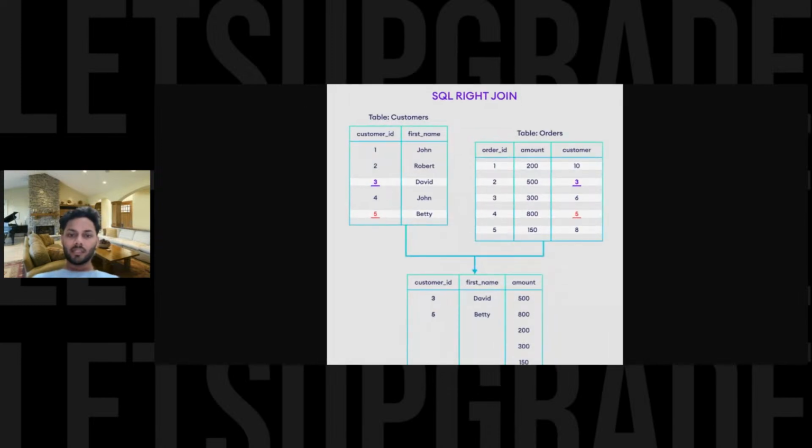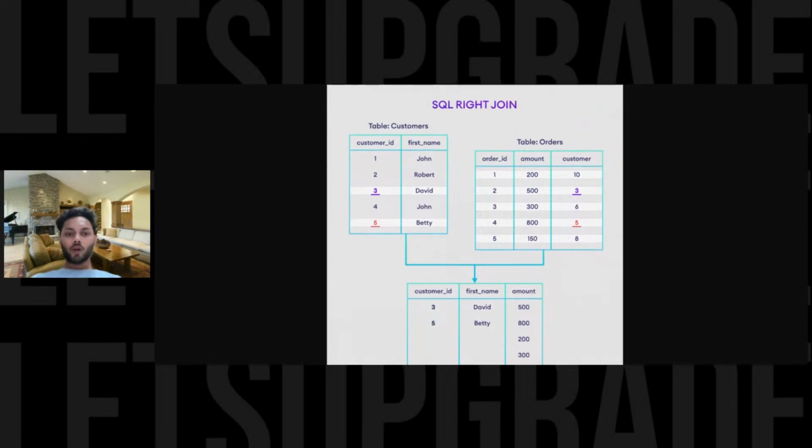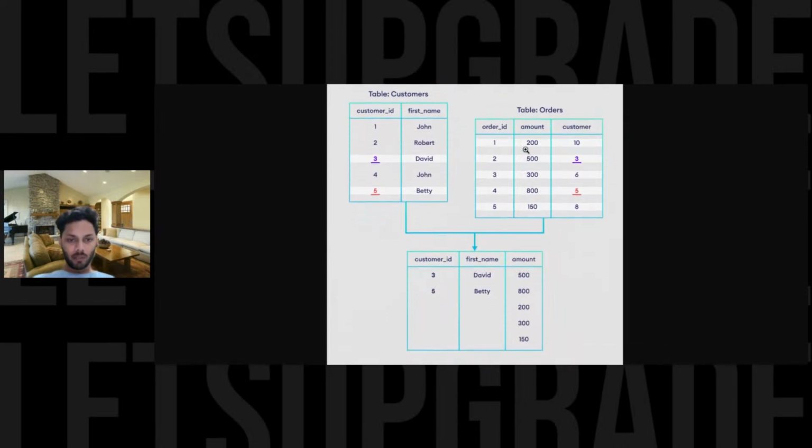So just see this thing, right? This is your right join. What we are doing over here, this is MySQL, this is the customer table and the order table. We are basically doing a right join. That means the right table is going to be given full importance. Our ID is basically matching over here, that is going to be 3 and 5. First name is going to match David and Betty, but amount will take all of it. Okay, that is right join.